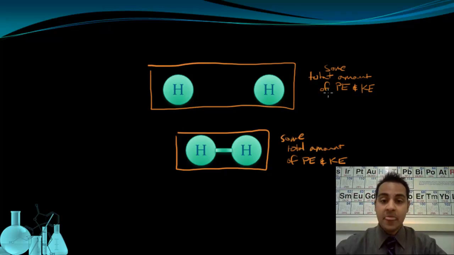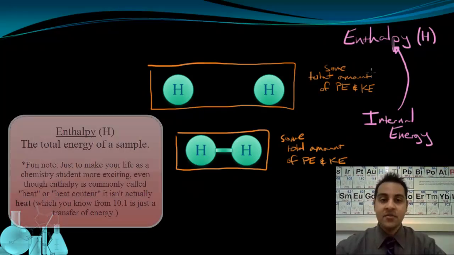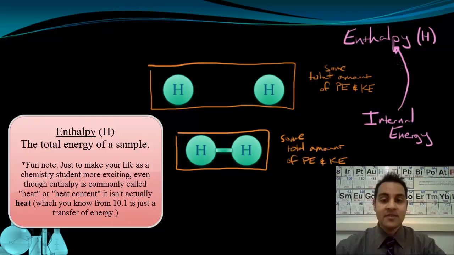We could consider this total amount of potential energy and kinetic energy that all particles have as internal energy. Instead of constantly saying that the particles have some amount of kinetic energy and potential energy, since we know that, we can just say that all particles have some total amount of internal energy. And we actually give that a name. We call that enthalpy. Enthalpy is represented by the capital letter H, and it refers to the total heat content of the system, or the total heat content of a sample.